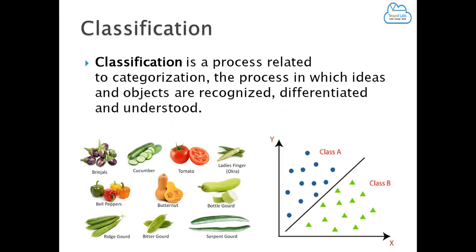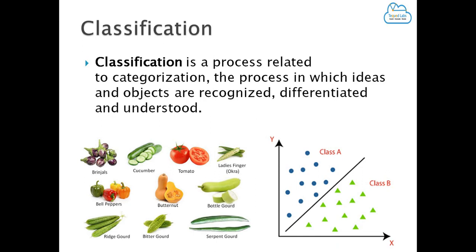Then we have a concept called classification. So what is classification? You already saw in supervised learning the concept of classification. The outcome is fixed. So the outcome is categorized. It is nothing but a process of categorization where different objects or different ideas are categorized, differentiated and understood. So if I have different vegetables in a basket, I want to categorize them. I would categorize them into tomato, bottle gourd, bitter gourd, bell peppers or brinjal. So that is nothing but a fixed category.